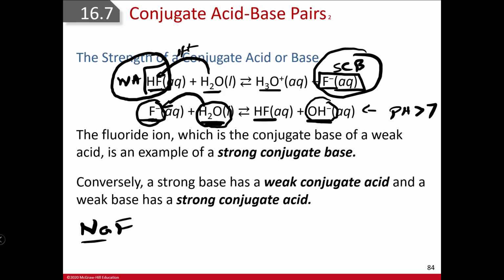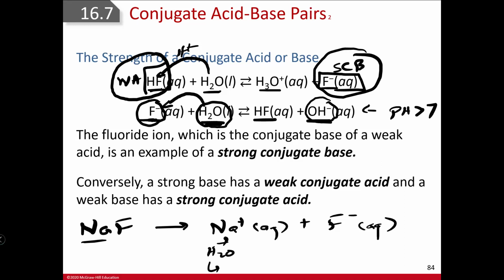And so this dissolves into water as sodium ions, aqueous, and fluoride ions, aqueous. Well, we just saw that sodium is not going to react with water and form sodium hydroxide and hydrogen ions. That is not going to happen. Why? Because that's a strong base. This is a very weak conjugate acid. Not going to happen.